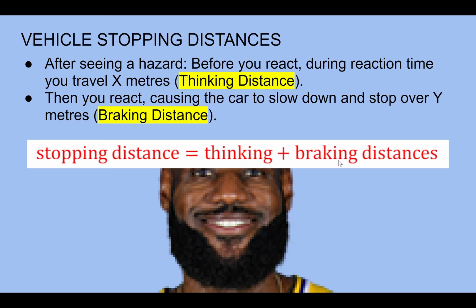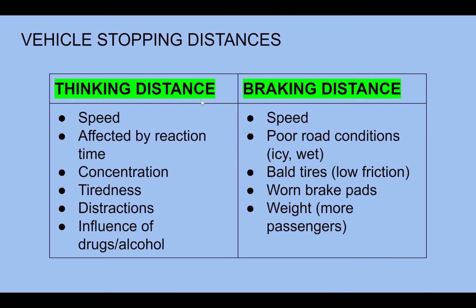Vehicle stopping distances. After seeing a hazard, before you react, during reaction time, you travel x meters, the thinking distance. Then you brake, causing the car to slow down and stop over y meters, the braking distance. So stopping distance equals thinking plus braking distances. Things that affect your thinking distance would be the speed your car is already going. It will be affected by reaction time if you just react slowly naturally, your concentration, how tired you are. If you're fatigued, you will not be able to react as quickly. Distractions, like if your child is annoying you when you're driving, or the influence of drugs or alcohol, which is why you're always advised not to drive under the influence.